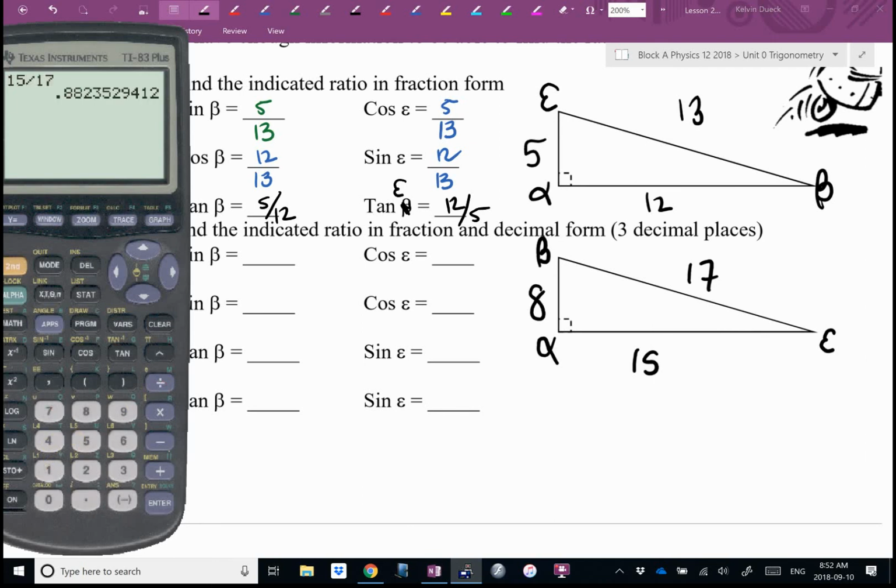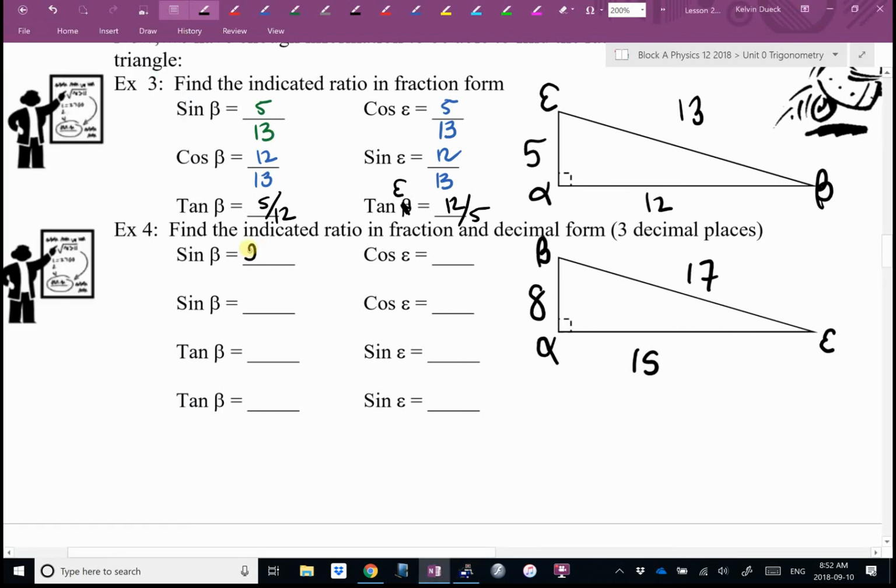The sine of that angle is 0.8823529412, and it goes on for a while probably, but you know what? 0.882 is what I said to 3 decimal places. As a fraction, it was, what was it? 15 over 17.